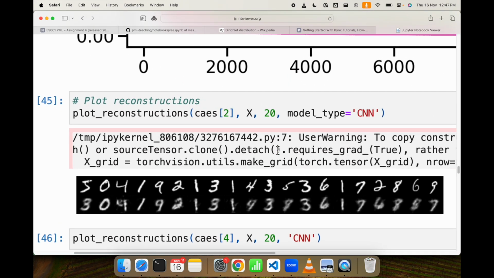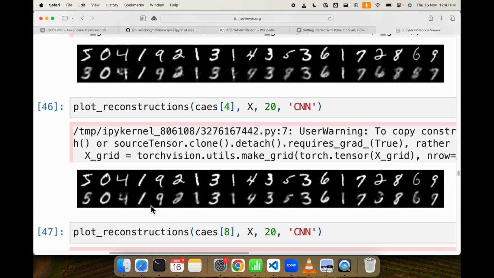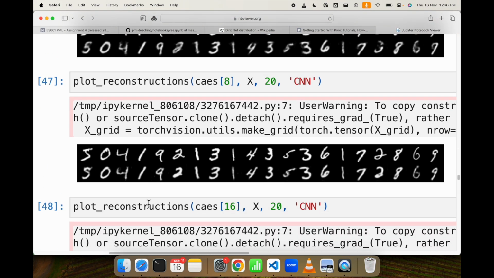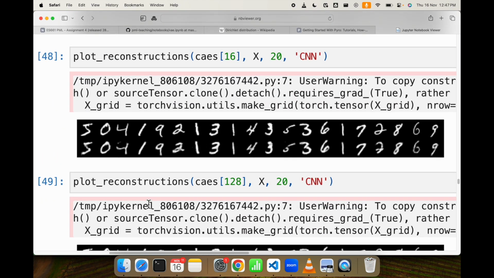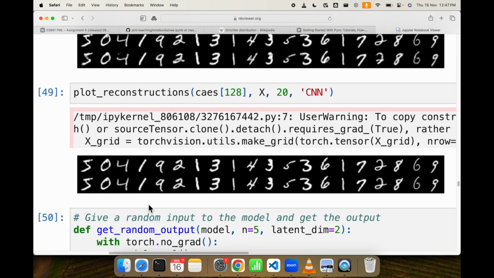For the reconstructions over 2 dimensions, which is a really small number of dimensions, you're trying to somehow squeeze whatever information is in a 784 dimensional vector into a 2 dimensional vector, so it is as expected not very good. With 4, it's better. With 8, it's even better. With 16 up to 128, it's fairly good. At this point, I think the fun starts, and we'll look at this in the next class also.